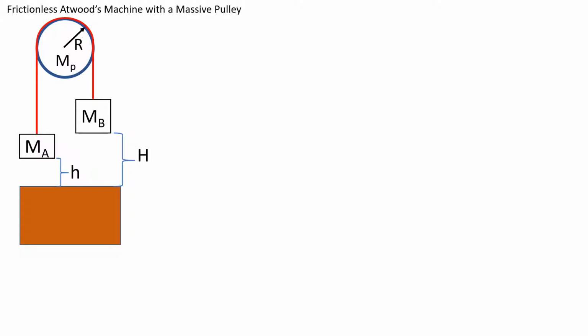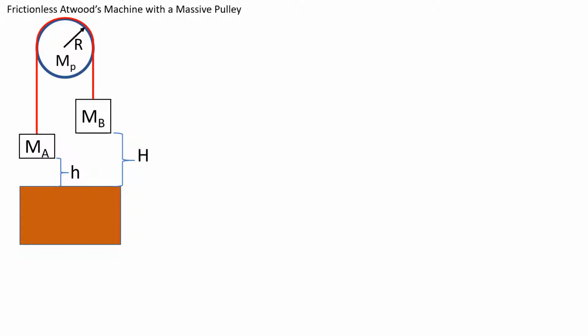For this problem, we're going to instead consider a massive pulley. Of course, anything with mass has inertia, which means it's going to take some force to get it moving. The massless pulley took no force to get moving. This pulley, with mass mp as shown, will take some force to get it moving, which means the whole system will accelerate slower. It'll take longer for the large mass to hit the table, etc.